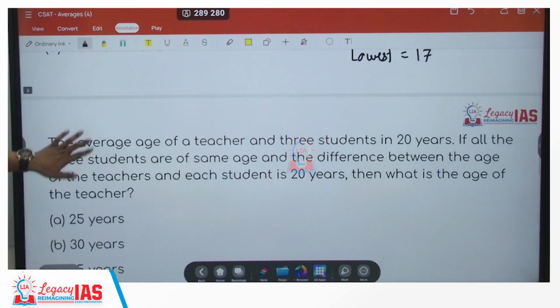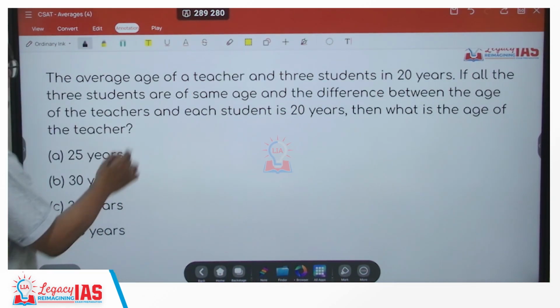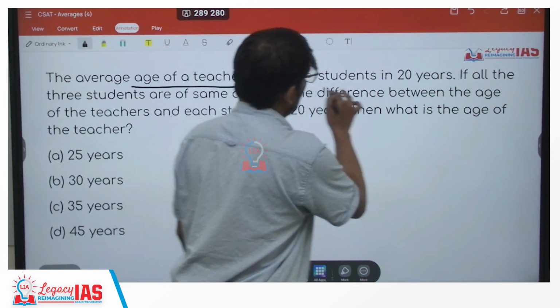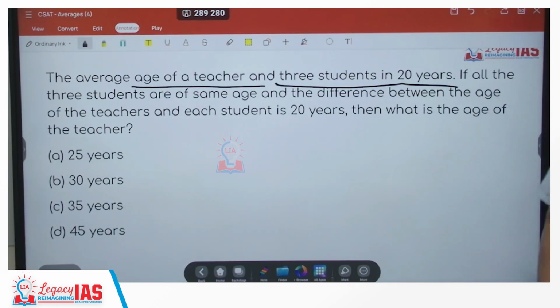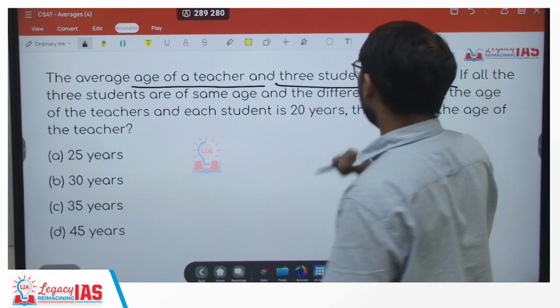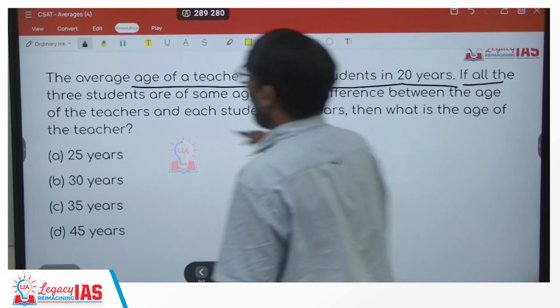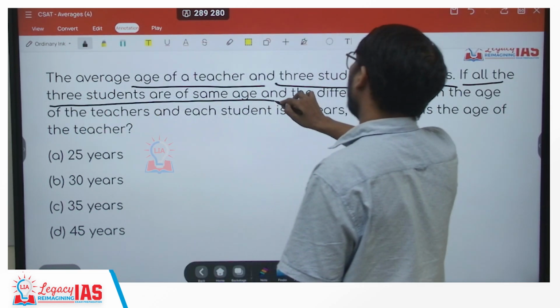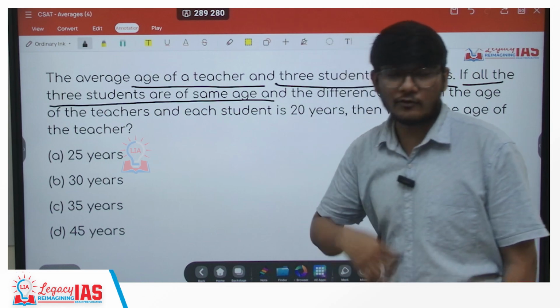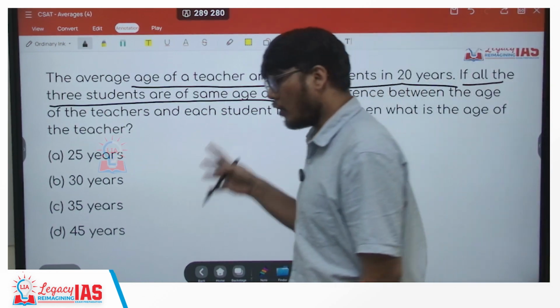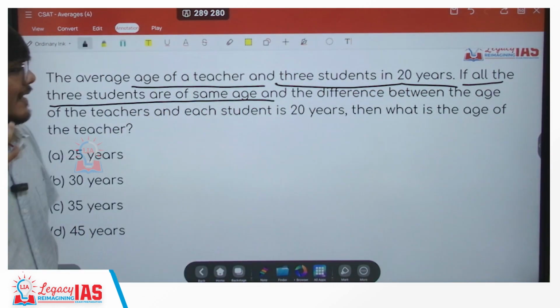Okay. Let's now move on to the next question. The question says the average age of a teacher and 3 students is 20 years. If all the 3 students are of the same age, so if the age of one student is Y, all the 3 students are of the age Y.